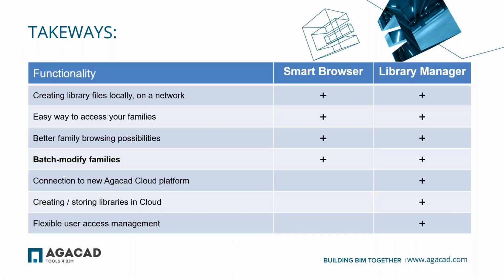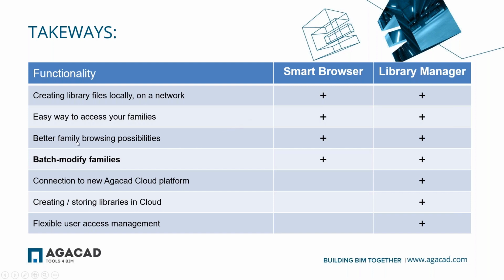So what is the difference between Smart Browser and Library Manager? With both tools, you can create library files locally or in a network. If you work in a company where information security is the utmost concern and you don't want to store your families anywhere outside of your company, you have that option both with the Smart Browser and Library Manager. With both tools, you have an easy way to access your families and use them inside of Revit simply by drag and drop and very flexible searching possibilities.